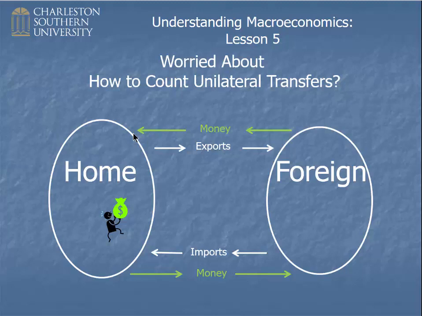So if you're ever confused about how to count a unilateral transfer, just ask yourself, which way is the money going? If the money flows out, it's an import. If the money flows in, it's an export. So in the case of a unilateral transfer, what happens is you send the money to the victims in the foreign country. The money flowed out. So since the money flowed out, a unilateral transfer from the United States to some other country is an import. See that?